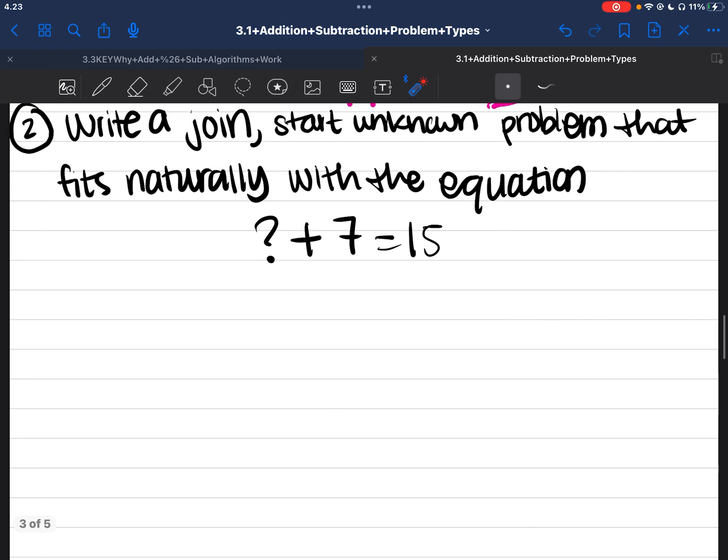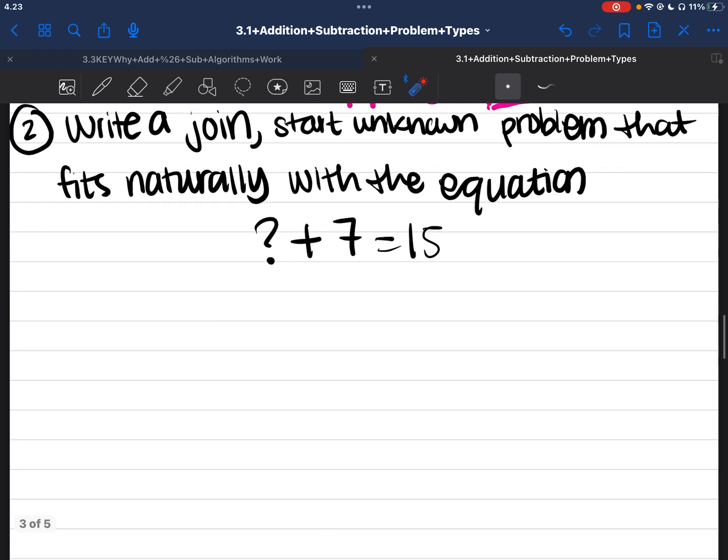Okay, so how about try number two? It's a join problem, start unknown, and create a problem based on this number sentence. Okay, I know you did it. But so let's say Paula. I don't know why I'm starting with P as the name here. But Paula also had some Legos.